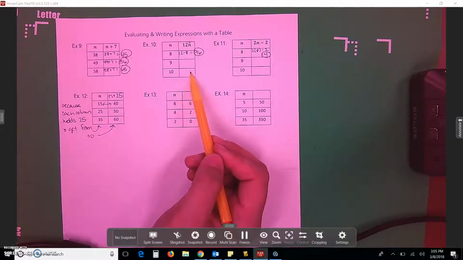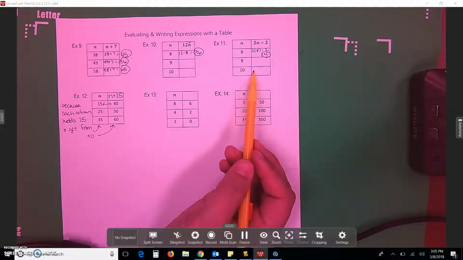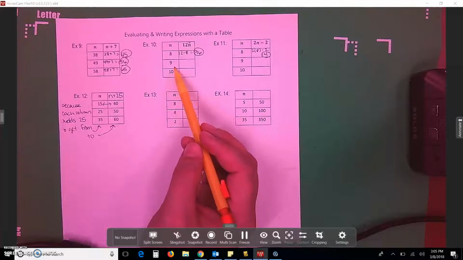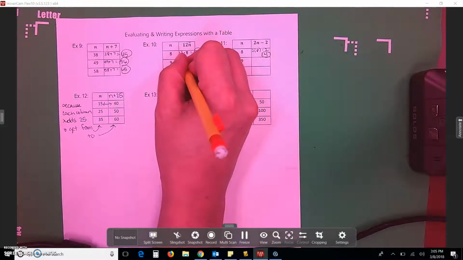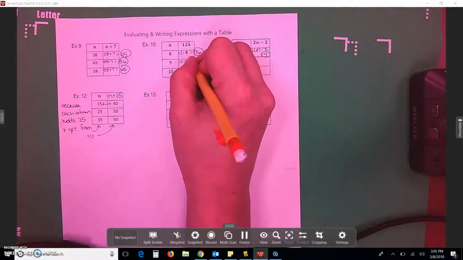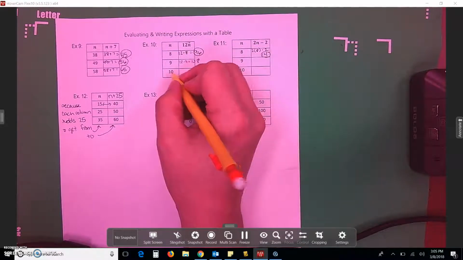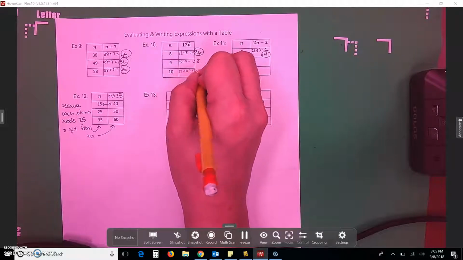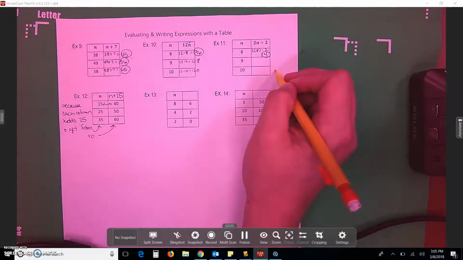Okay, so I'm going to do this one with you, and then you're doing this one on your own. So in this one, it says 12n, and n is 9, which means this is 12 times 9, which is 108. 12 times 10, which is 120. This one, you're on your own.